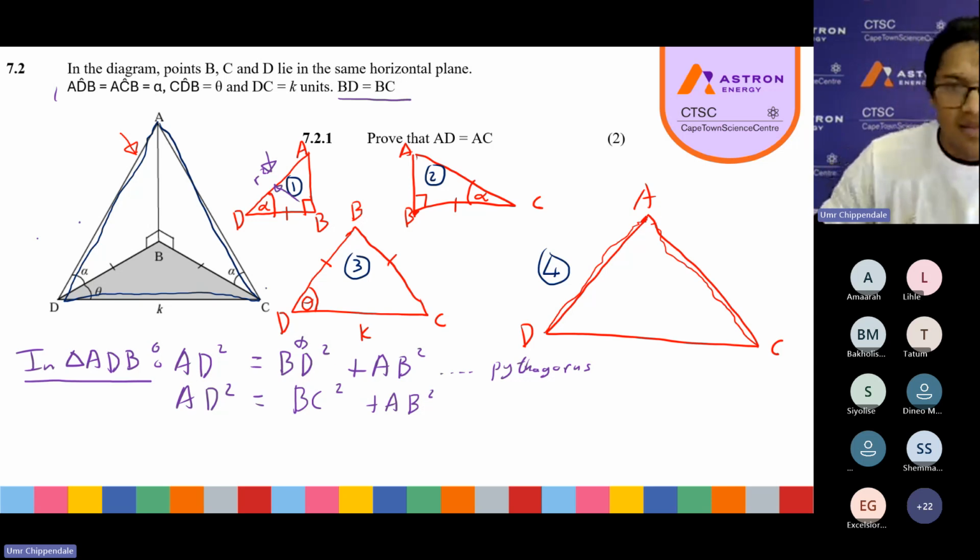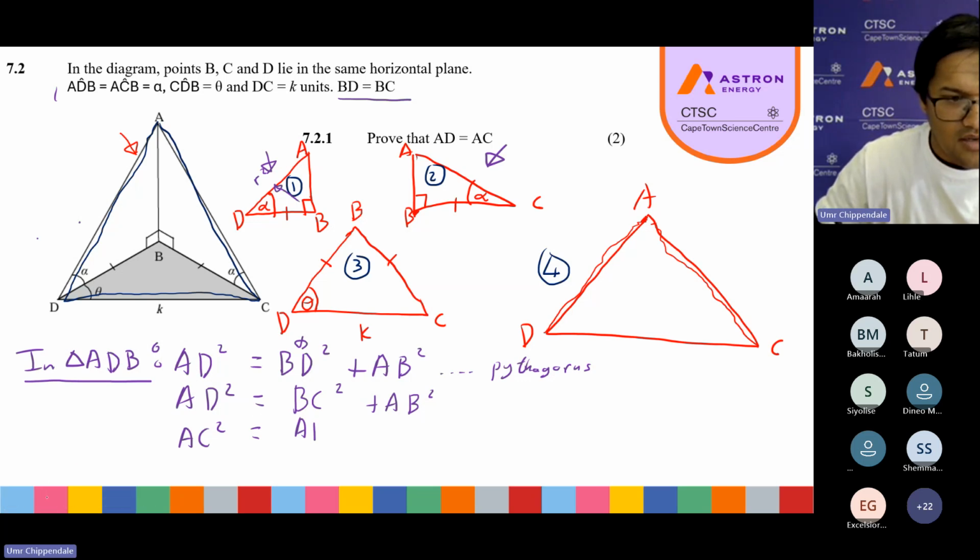So now if we take the next triangle, which is this one over here. Here we say this is AC squared is equal to, we'll start on the other side to make it a bit better for the voila moment. So we'll have it like this.